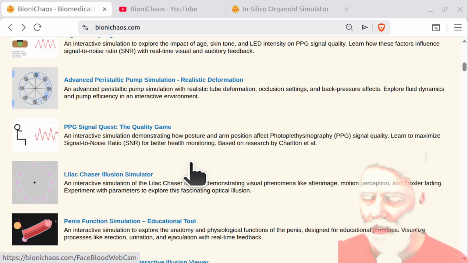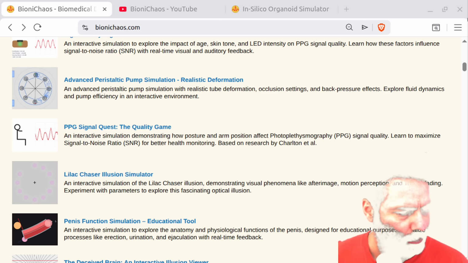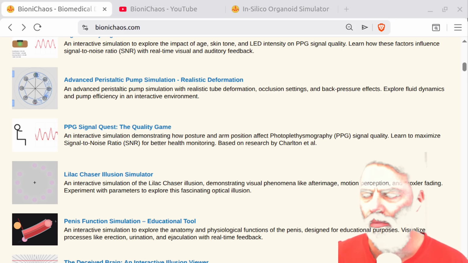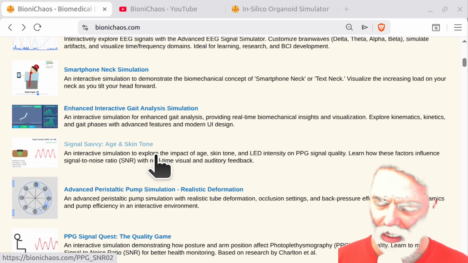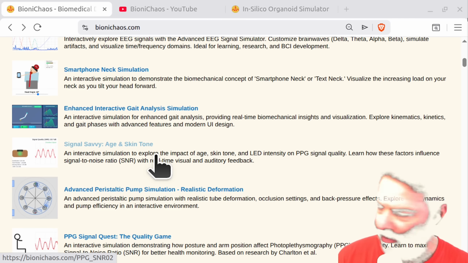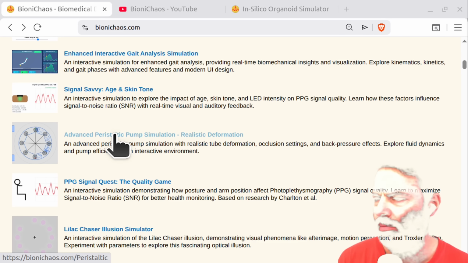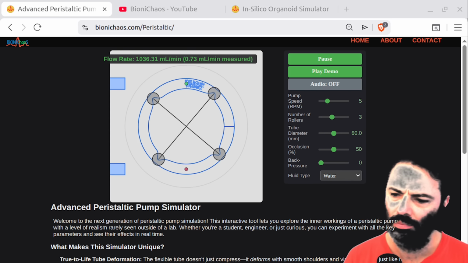Sorry, which one did you mention? Which one do you like better? I find the Advanced EEG Signal Simulator particularly interesting because it allows you to interactively explore brainwaves, bridging complex biology with data visualization, similar to the way the organoid simulation works. Yeah, that simulation is more advanced. Which one did you mention before? Oh, I mentioned the Advanced Peristaltic Pump Simulation. It's quite advanced as it demonstrates realistic deformation and pump efficiency in an interactive environment.